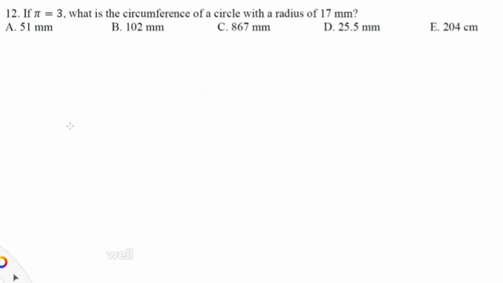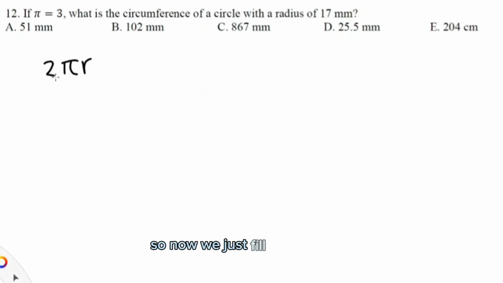Next, if pi equals 3, what is the circumference of a circle with a radius of 17 millimeters? Well, the formula for the circumference of a circle using the radius is just pi times r times 2, otherwise known as 2 pi r. That is the formula for finding the circumference of a circle using the radius.